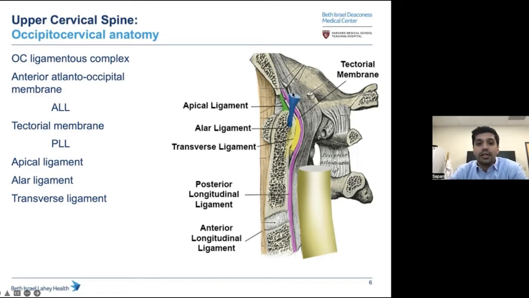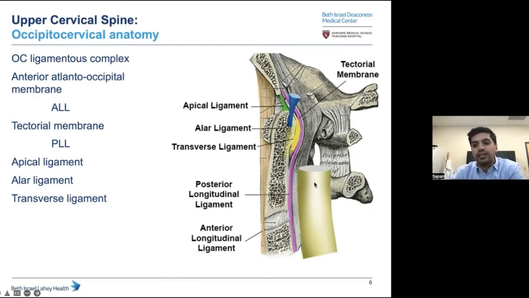Posteriorly is the tectorial membrane, which runs from the posterior aspect of the clivus, runs posterior to the dens, and comes down the back of the vertebral bodies. This later becomes the PLL. Again, a very important stabilizing ligamentous complex. And then we're in the spinal canal here. And then there's a number of ligaments: the apical ligament, the two alar ligaments, and the transverse ligament, which are pretty important for C1-2 stability.